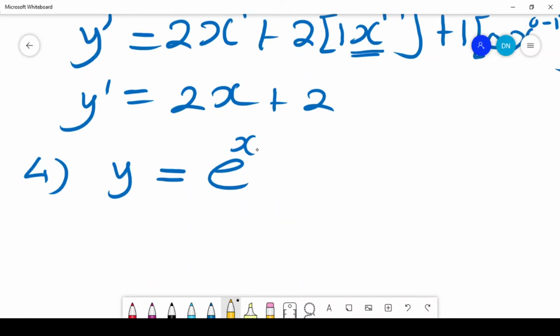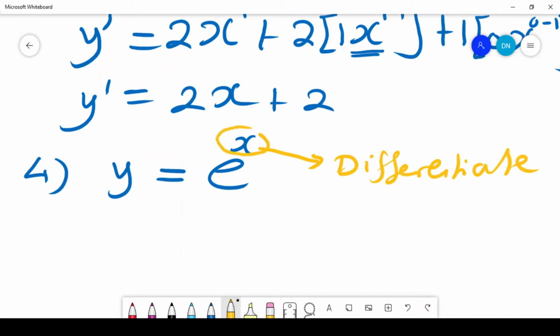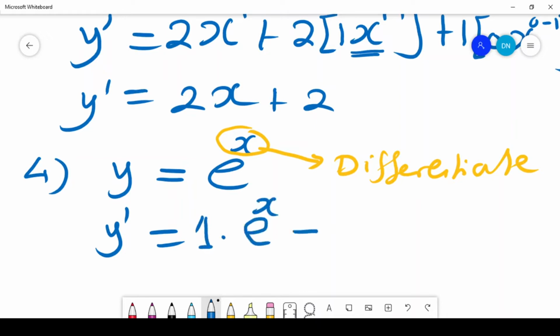What we do is we take this and we differentiate. We take the power and then we differentiate. So the first derivative will be equal to, when you differentiate x, you get 1. You put the 1 there, and then you multiply with the original function as it is. So the first derivative of e raised to power x remains e raised to power x.